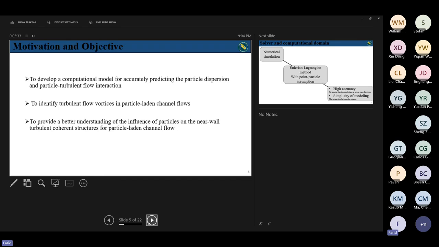So the motivation and objective of these studies, first of all, is to develop a computational model for accurately predicting the particle dispersion and particle and turbulent flow interaction. And then we want to identify turbulent flow vortices in particle laden flow using the Liutex approach. And we want to provide better understanding of the influence of particles on the near wall turbulent coherent structure for particle laden channel flow, especially as a function of particle Stokes number. It means that we are using different particle sets with different Stokes numbers.